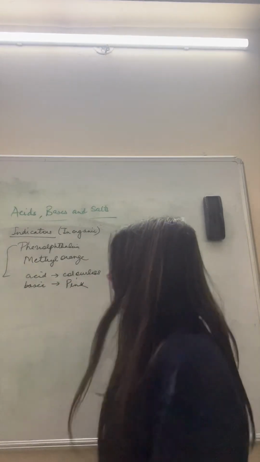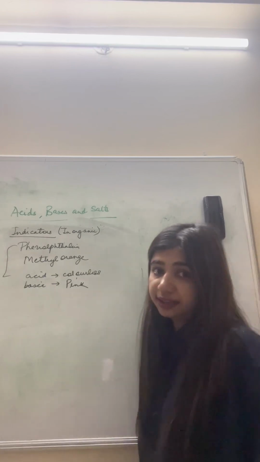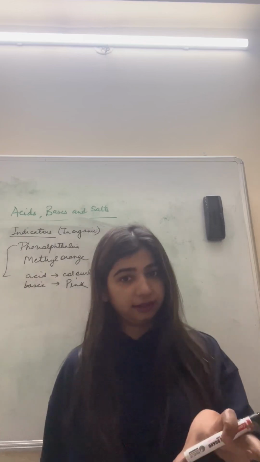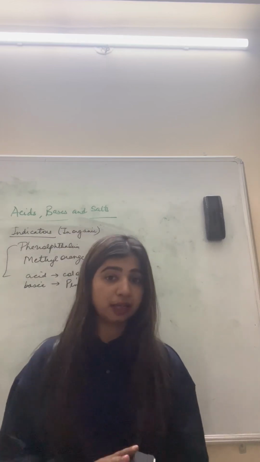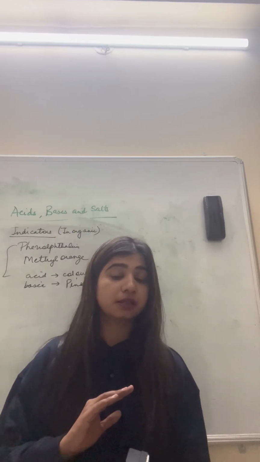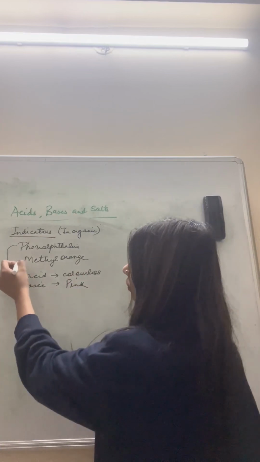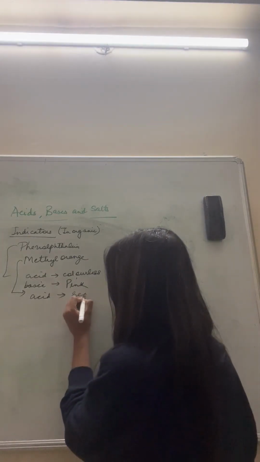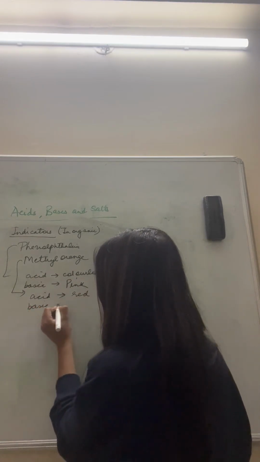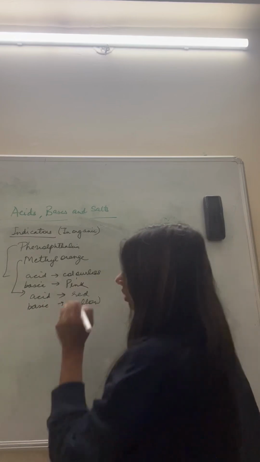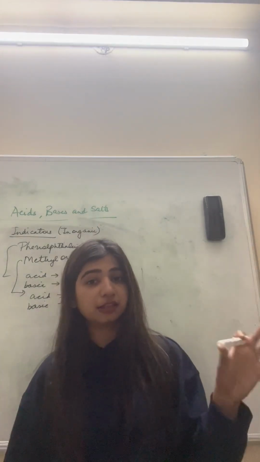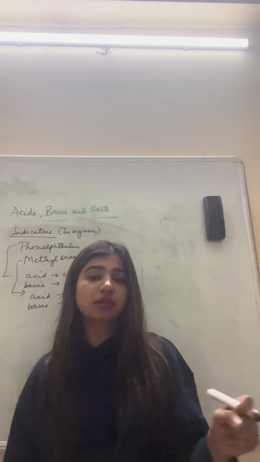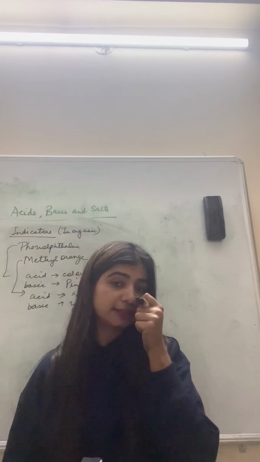Now let's talk about methyl orange as an indicator. When we add methyl orange in an acidic solution, the solution becomes red. And if we add methyl orange in a basic solution, the solution becomes yellow. So this methyl orange in acidic solution will become red, while in basic solution it will become yellow. So these indicators tell us whether the solution is acidic or whether the solution is basic. So now let's start neutralization reaction.